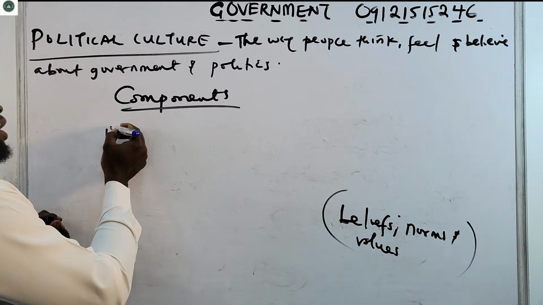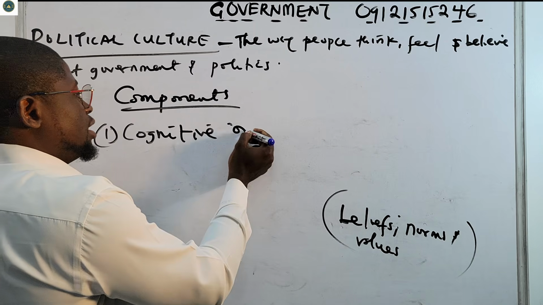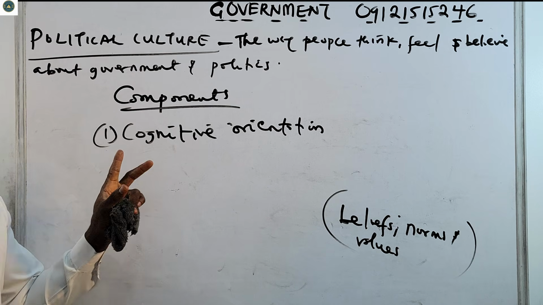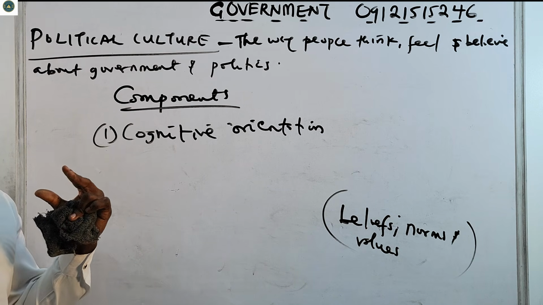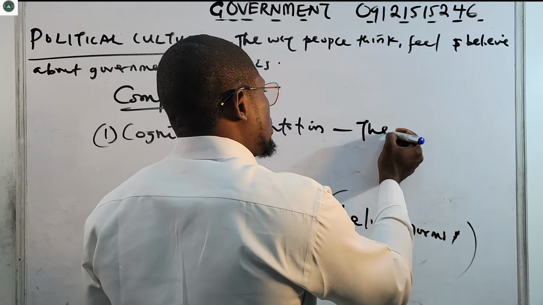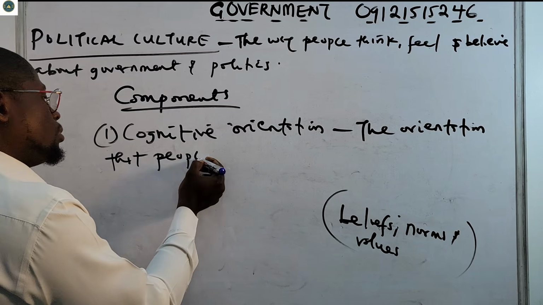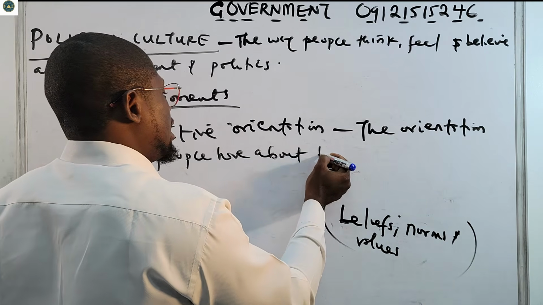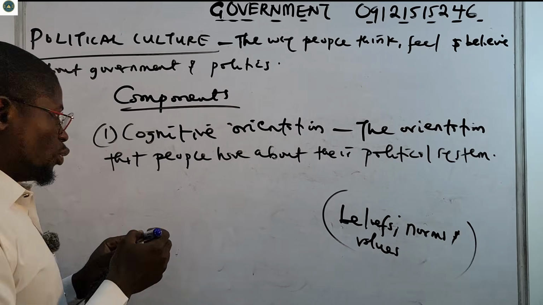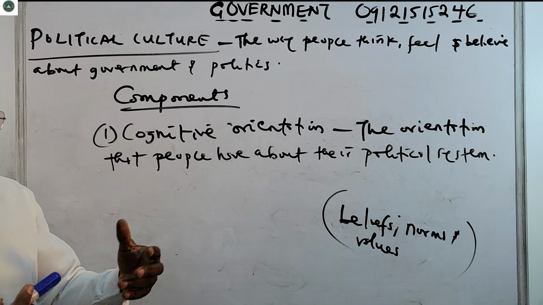Components. Number one, we have cognitive orientation. This cognitive orientation is the orientation that people have about their political system. That's what we call the cognitive orientation, the component of political culture: the orientation that people have about their political system.